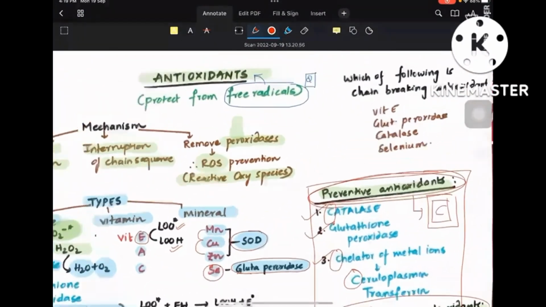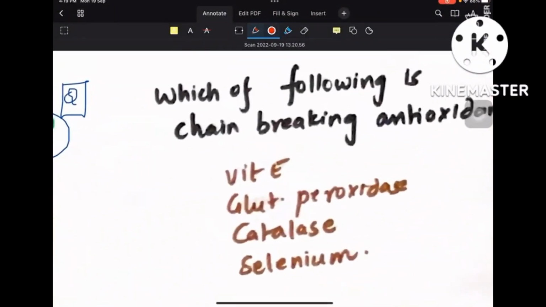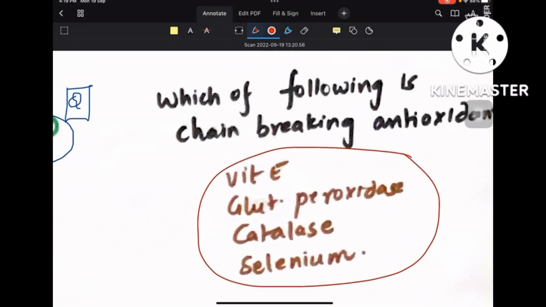And I have got a question for you guys. So which of the following is a chain-breaking antioxidant? Answer this thing in the comment section.